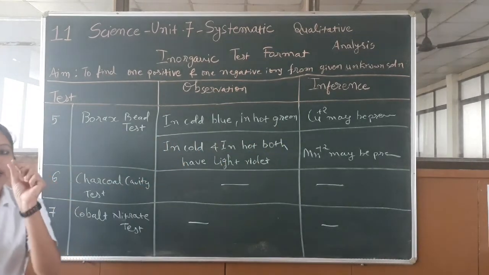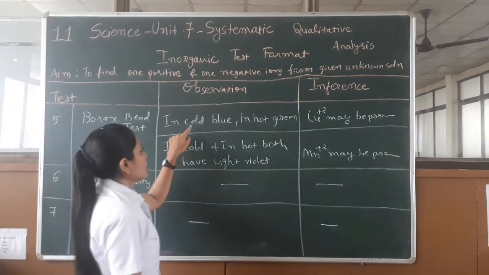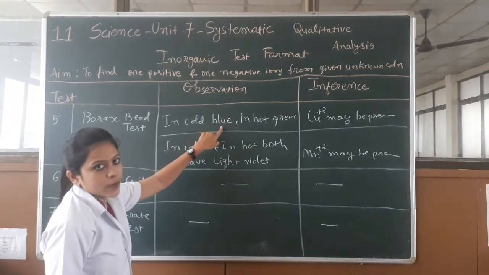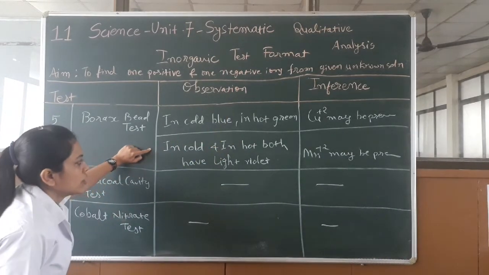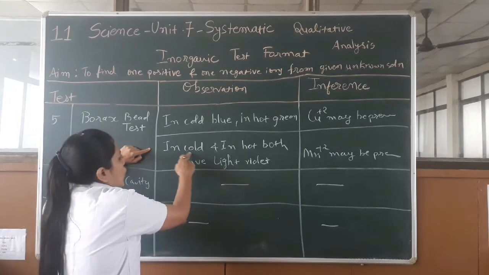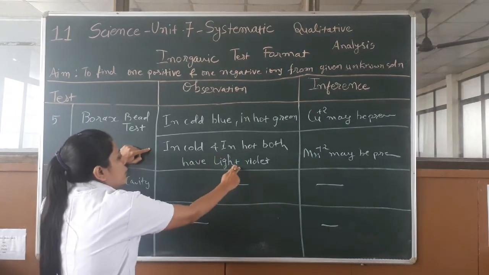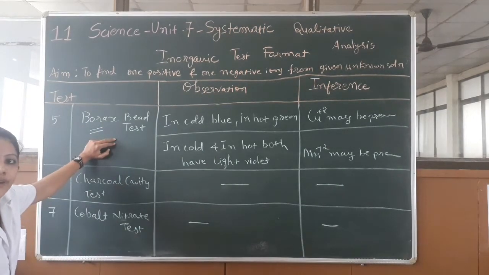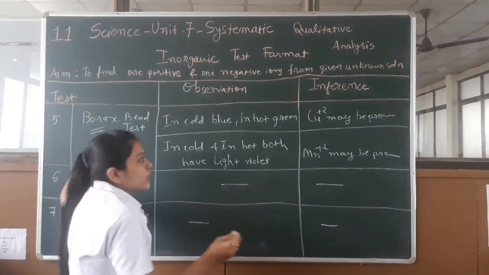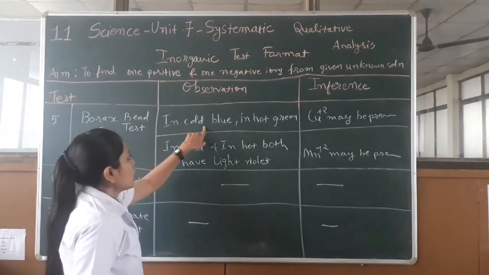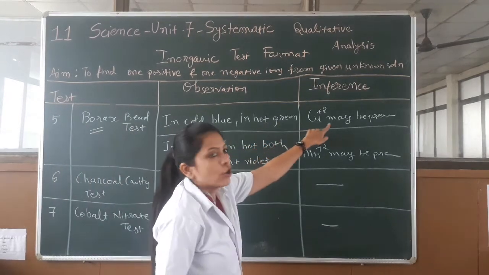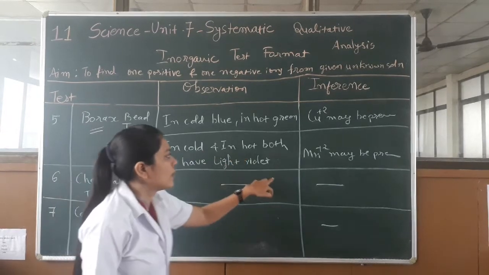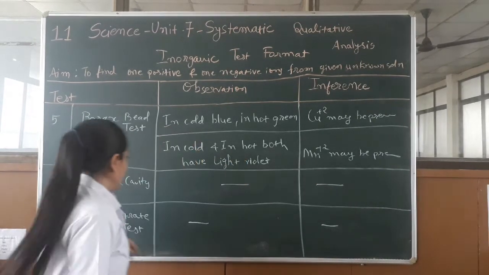We have to make a small type of bead, then you have to check the color. In hot, green bead; in cold, blue color bead. If your colored solution is the other one, pink, then in cold and in hot, both have light violet bead. So in borax bead test, you have to make a small bead, then heat in the flame and check the color. In cold blue, in hot green, then Cu+2 may be present, and in hot and in cold both light violet, then Mn+2 may be present.